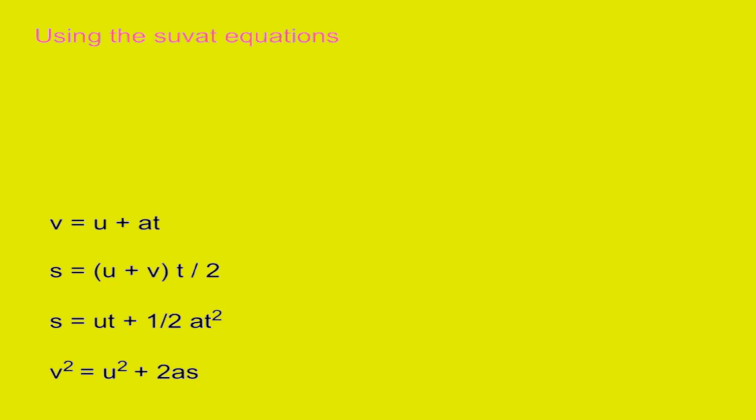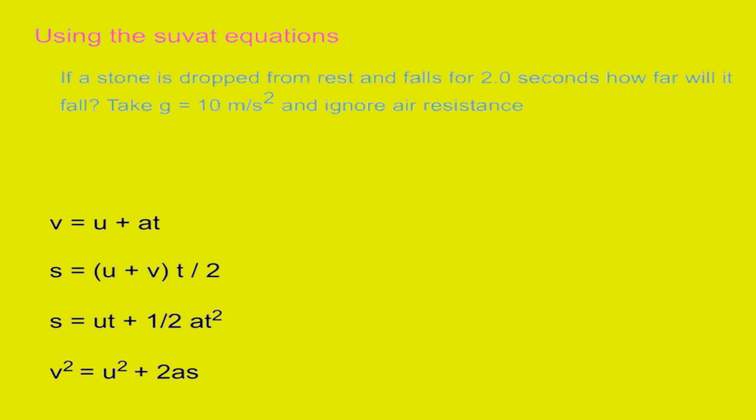Now, let's say we want to solve a problem of this type. If a stone is dropped from rest and falls for 2.0 seconds, how far will it fall? Take g to be 10 meters per second squared and ignore air resistance. So this is a typical sort of SUVAT question.